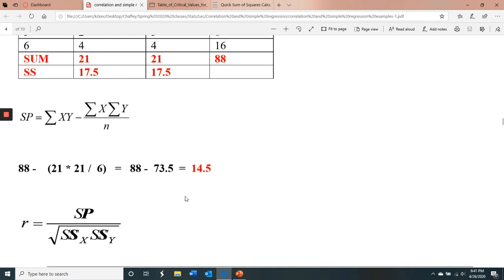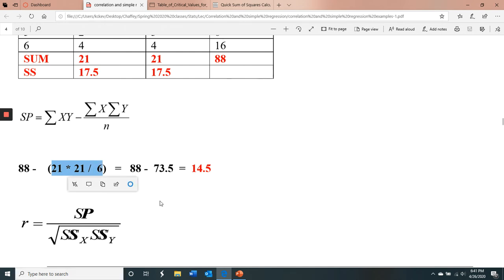So you just plug those numbers in. SP, sum of XY, minus sum of X times sum of Y over N. N is the number of people here. We have 6. SP, sum of XY was 88, right here. Sum of X is 21, and the sum of Y is 21. They're going to be the same. And you're going to divide that product by 6.